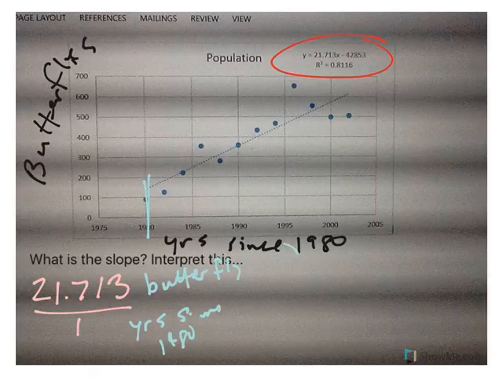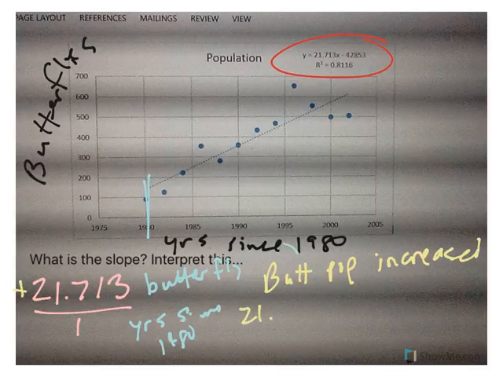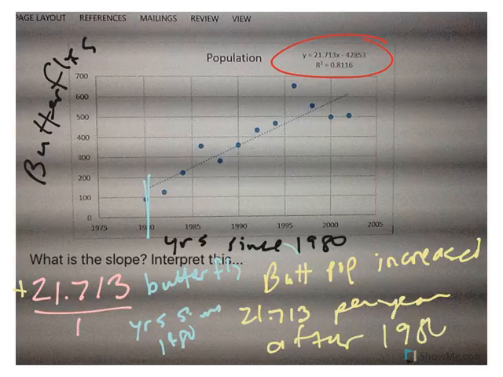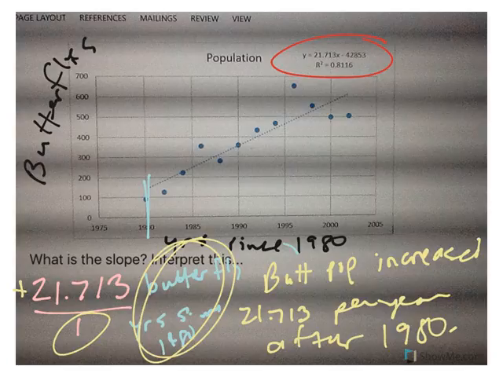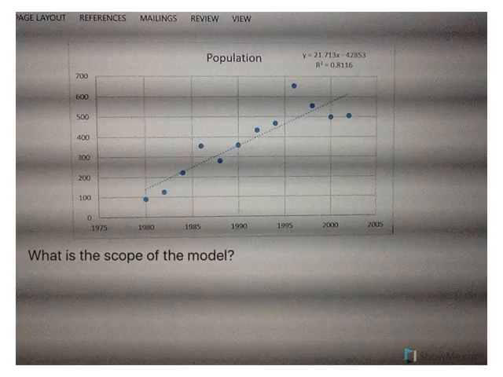So when we're talking about our interpretation, the butterfly population, the butt pop, increased. Now I know it's an increase because this is positive. Increased 21.713 per year after 1980. Right? Because it's per 1 year after 1980. So using these labels so that you know what your y's represent, what your x's represent, that helps with the information.